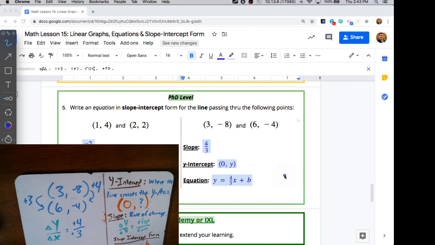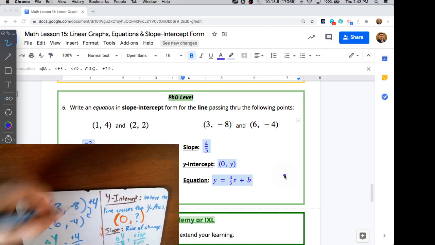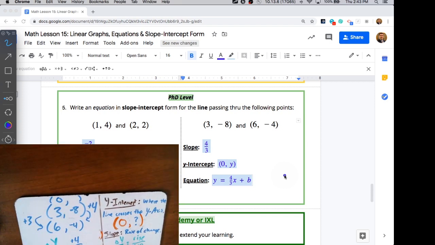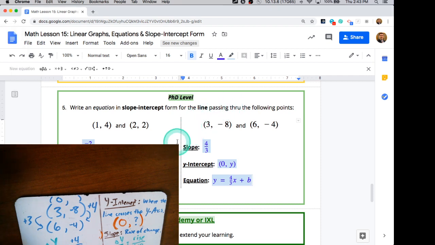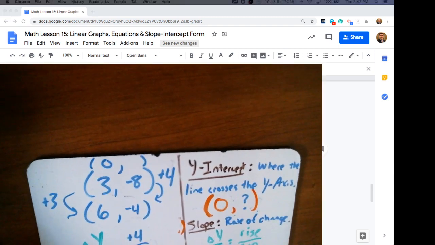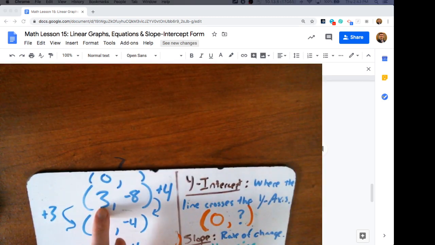I know that the y-intercept is going to be the y value when x is 0, right? And if I'm looking on this whiteboard, which I'll make a little larger, I know here when x was 3, y was negative 8. Then when x grew to 6, y grew to negative 4. That means every time x gains 3, y gains 4.